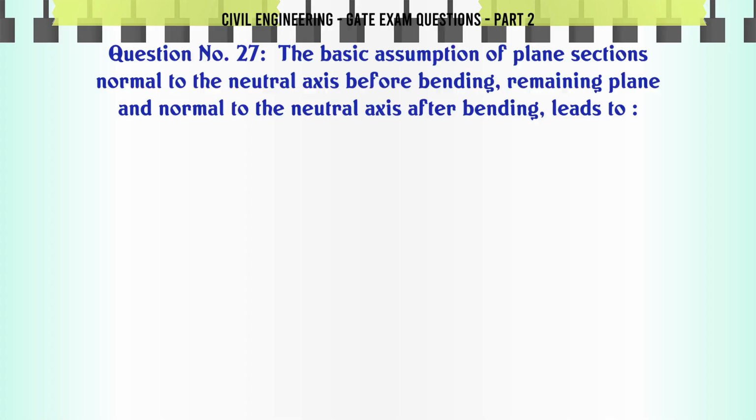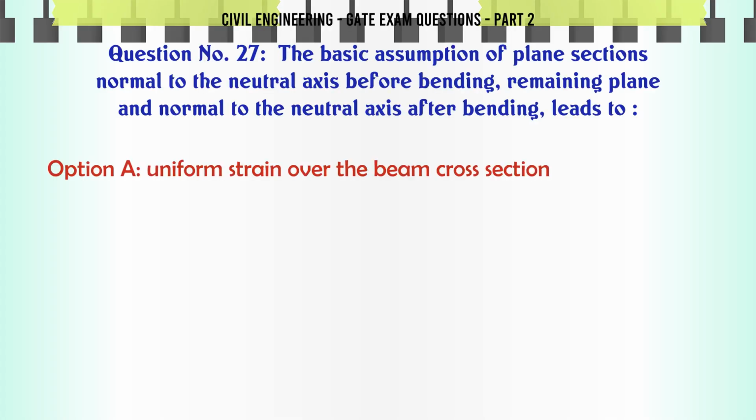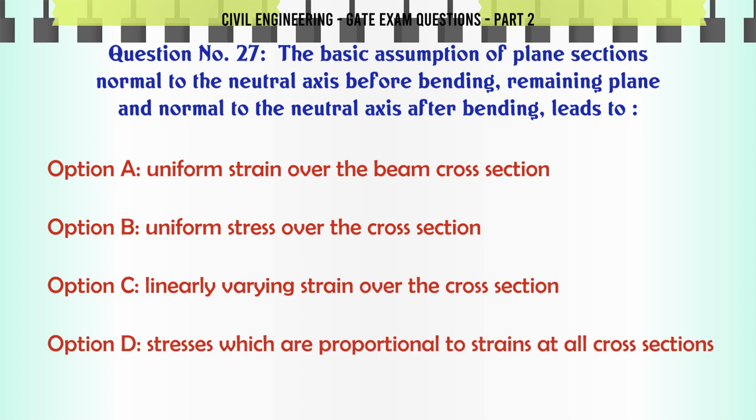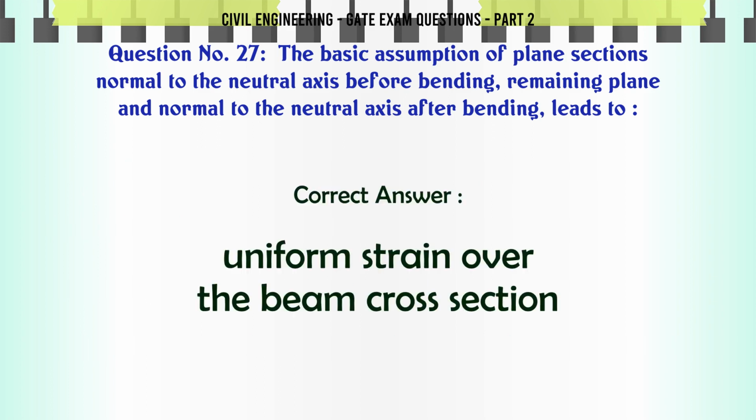The basic assumption of plane sections normal to the neutral axis before bending remaining plane and normal to the neutral axis after bending leads to: A. Uniform strain over the beam cross-section. B. Uniform stress over the cross-section. C. Linearly varying strain over the cross-section. D. Stresses which are proportional to strains at all cross-sections. The correct answer is uniform strain over the beam cross-section.